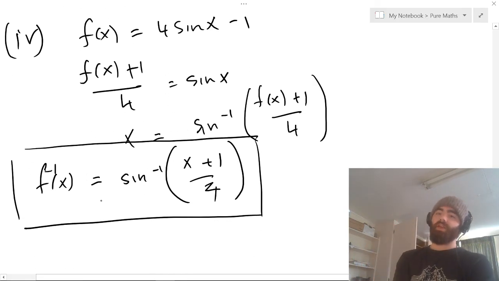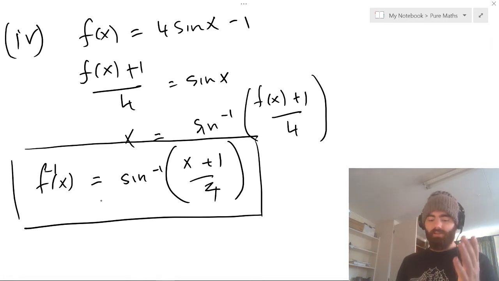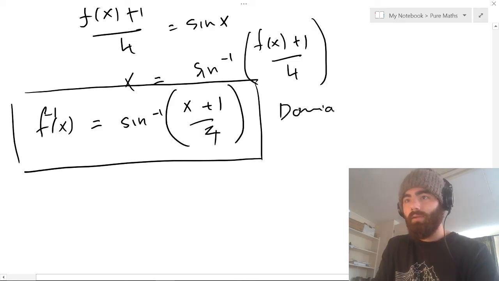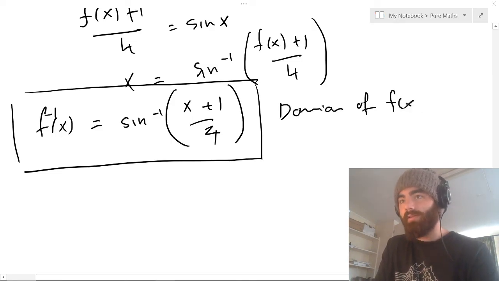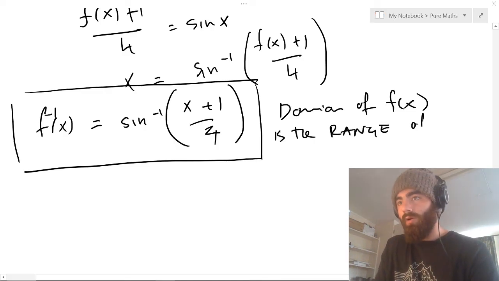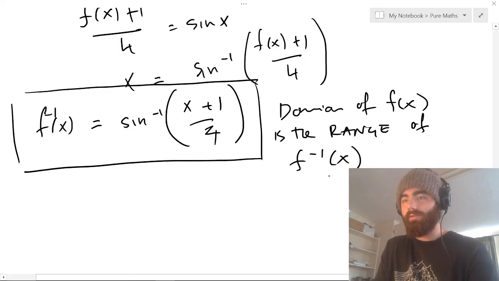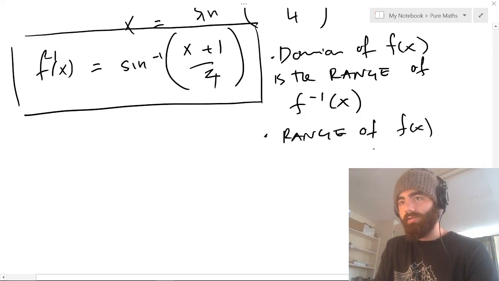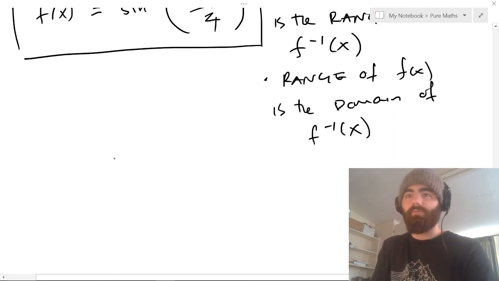And if our inverse of f of x takes us from f of x to x, and our f of x takes us from x to f of x, well, that means that the domain of f of x is the range of the inverse of f of x, and vice versa. So the range of f of x is the domain of the inverse of f of x.